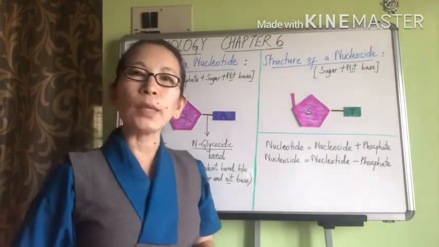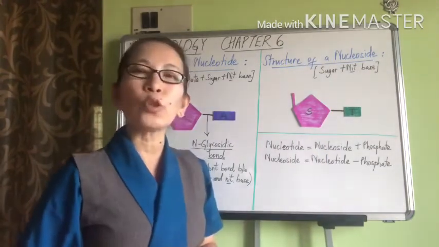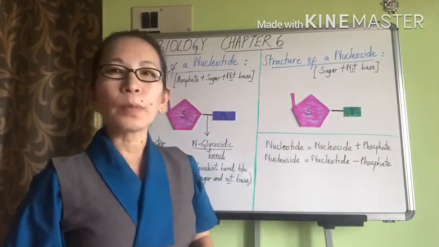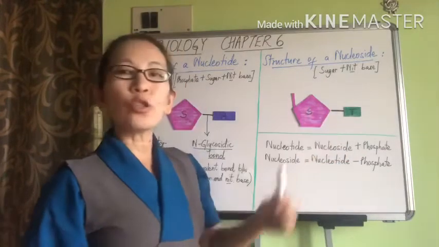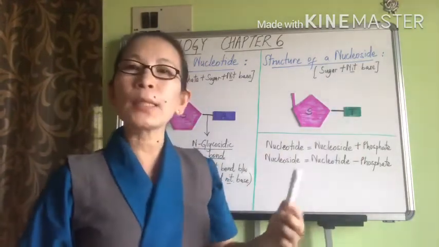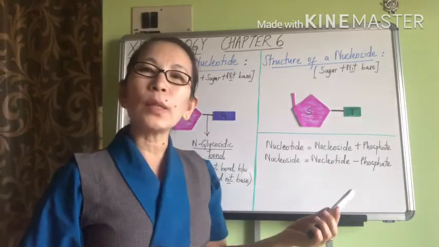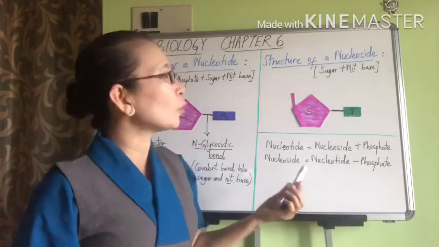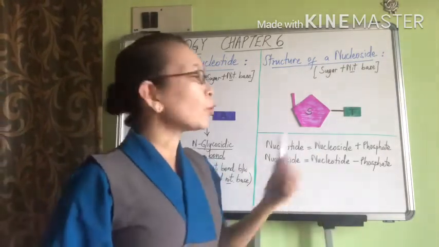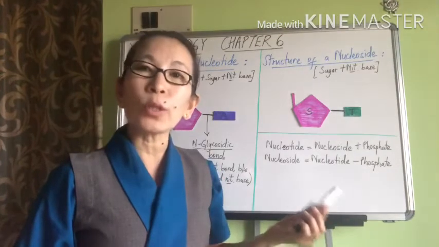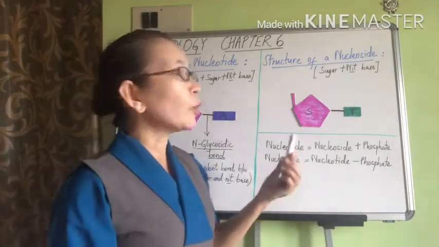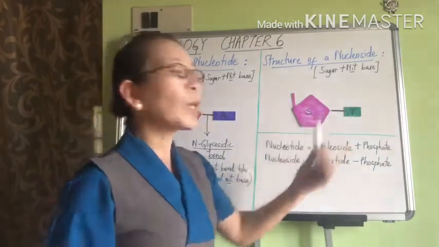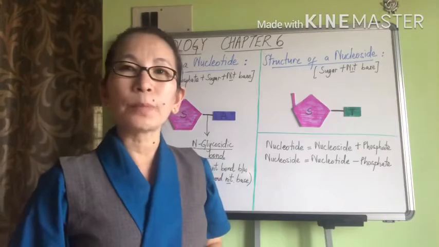Just like nucleotides, nucleosides can also be classified into 5 basic types, depending on which nitrogen base is attaching with the sugar. If thymine is attaching with the sugar, then the nucleoside is called thymidine. If adenine is attaching with the sugar, then the nucleoside is adenosine. If guanine is attaching with the sugar, then the nucleoside is guanosine. If cytosine is attaching with the sugar, then the nucleoside is cytidine. And if uracil is attaching with the sugar, then the nucleoside is uridine. So in this way, we have 5 different types of nucleosides.